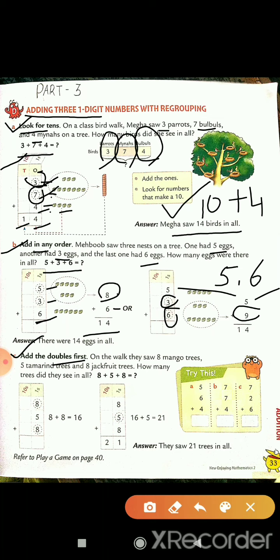On the walk, they saw 8 mango trees, 5 tamarind trees, and 8 jackfruit trees. How many trees did they see in all? So, for finding how many trees they saw in all, we need to add 8, 5, and 8 together. Now, according to this method, we need to add the doubles first. The number which is repeated, we need to add that. So here 8 is repeated, so we need to add 8 first.